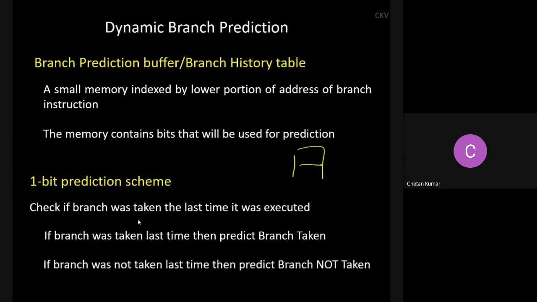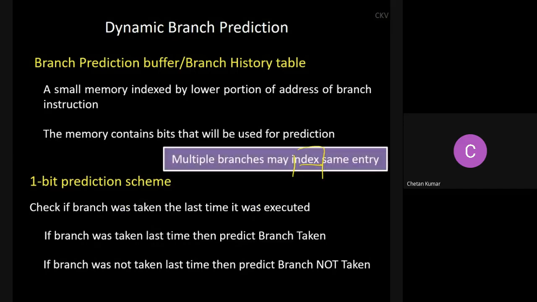This is basically about the 1-bit prediction scheme. One more important thing: what was the problem? The problem was that multiple branches may index the same entry. Why will this happen? We talked about this issue also in the case of the branch history table. Why do you think this will happen? I gave you some example also, right?